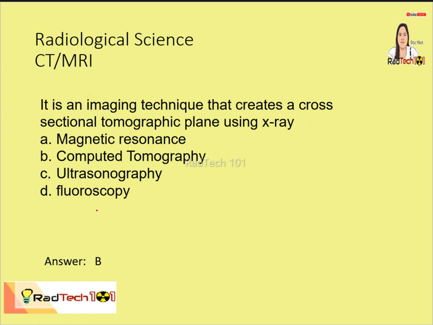It is an imaging technique that creates a cross-sectional, so, syempre, tomographic plane using X-rays. So, alin lang naman yung gumagamit ng X-rays? Ito, tsaka ito. And then yung tomographic, syempre, may pangalan na. So, computed tomography.